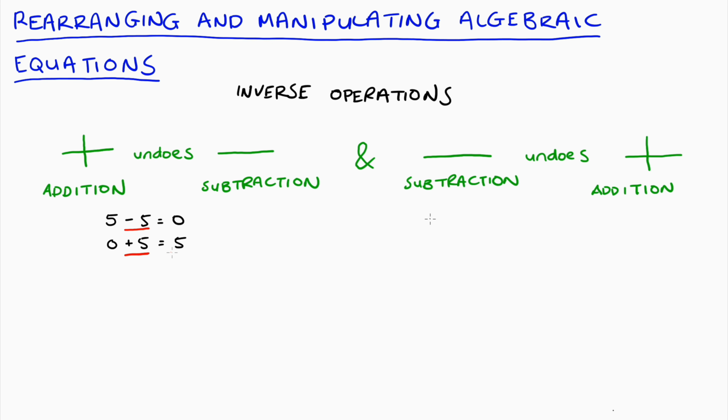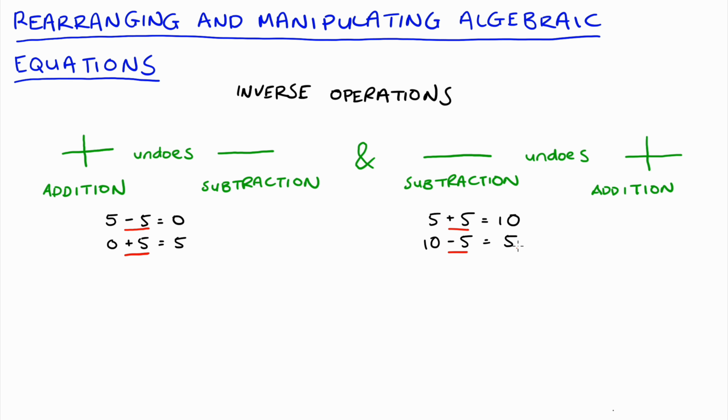And likewise, if we had 5 and we added 5, we would get 10. 5 plus 5 is equal to 10. In order to undo that addition, we would just subtract 5 again. So 10 minus 5 is 5. Our subtraction has undone the addition.